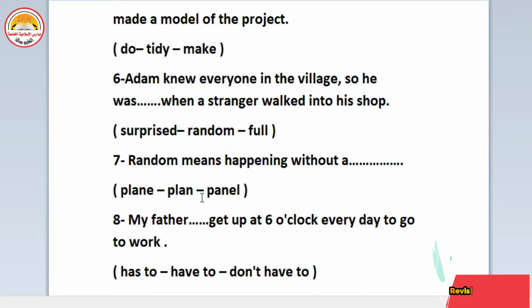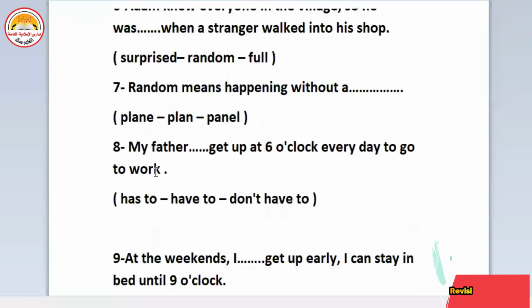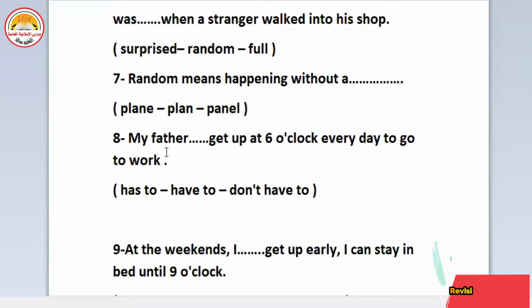Number eight. Yusuf. My father not get up at 6 o'clock every day to go to work. Has to. Very good. Why here, Yusuf, you choose has to? Because my father is singular. Okay, very good. Thank you, Yusuf. It's correct. So number eight again: my father has to get up at 6 o'clock every day to go to work.